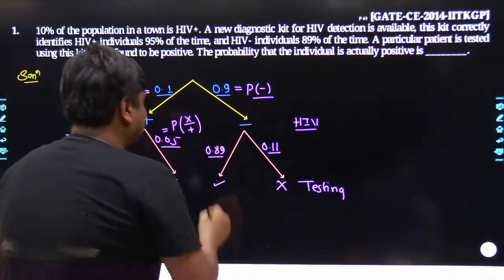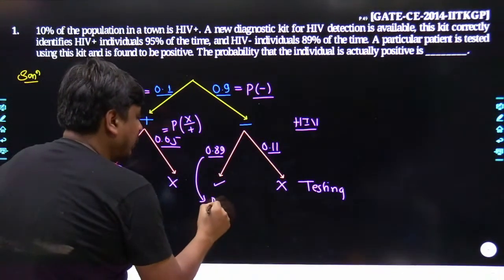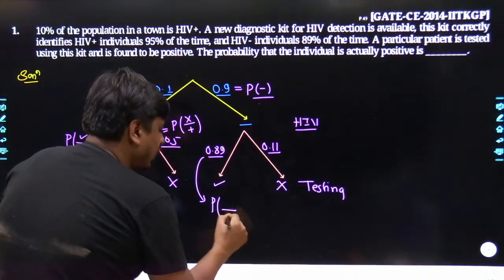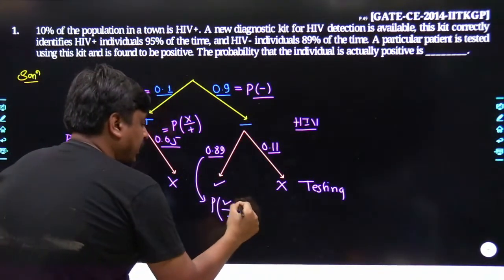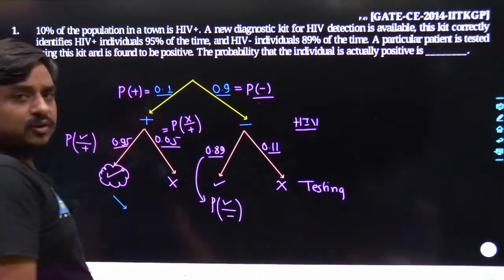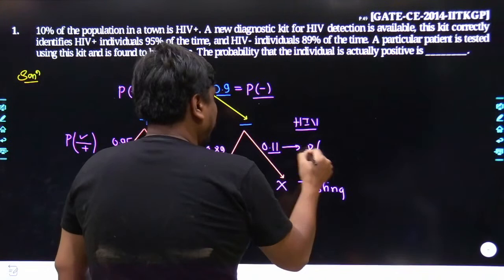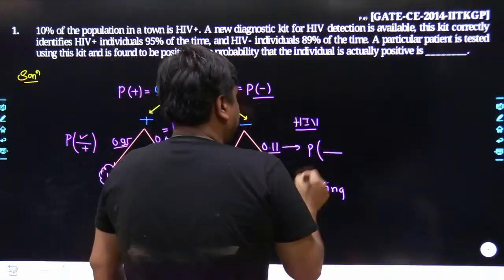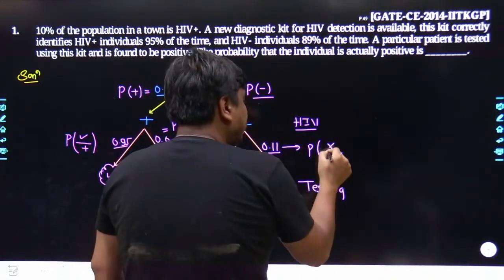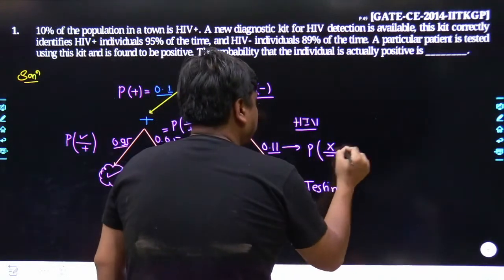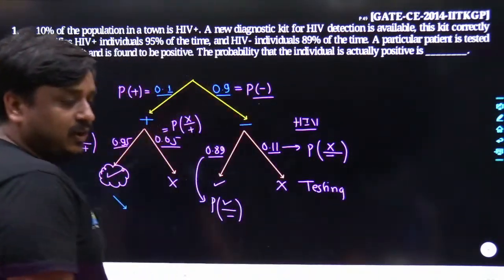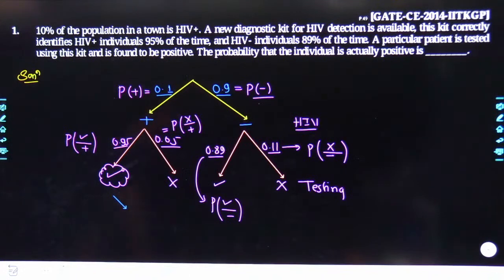Similarly, what is this data? This data is the probability that the person has been detected correctly when he was HIV negative. And similarly, which data is this? It is the probability that the person has been detected wrongly when he was HIV negative. Tell me what should be the best answer over here.